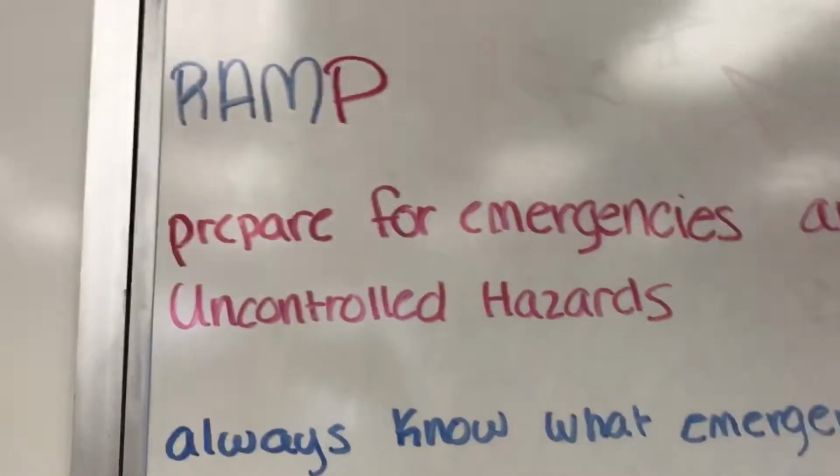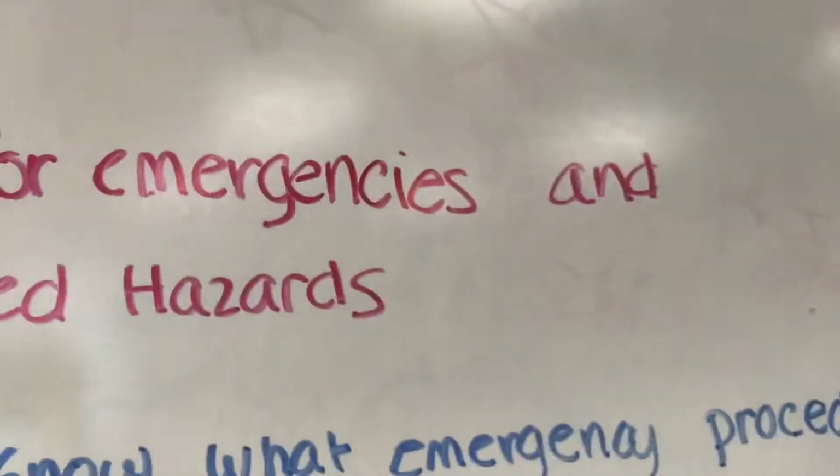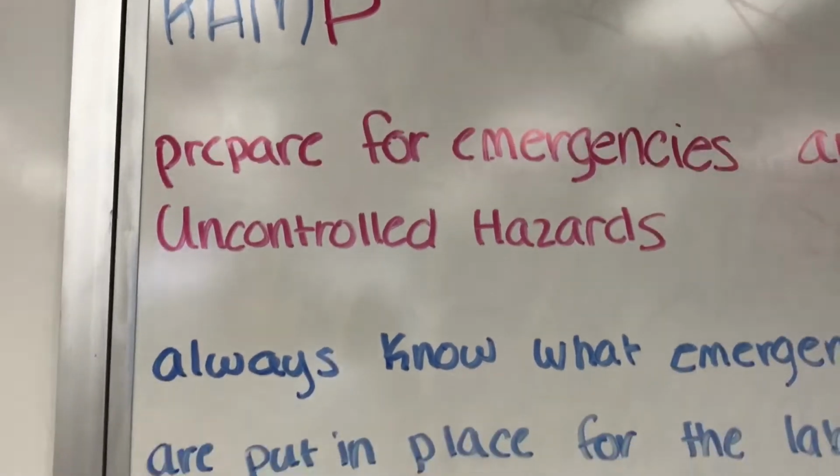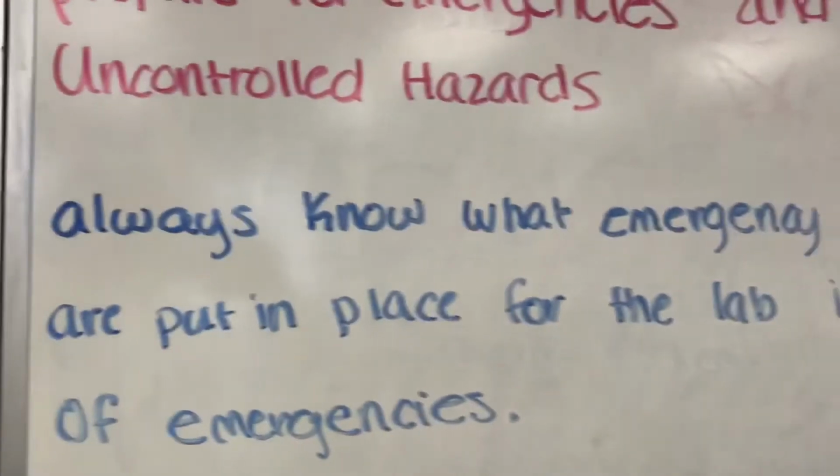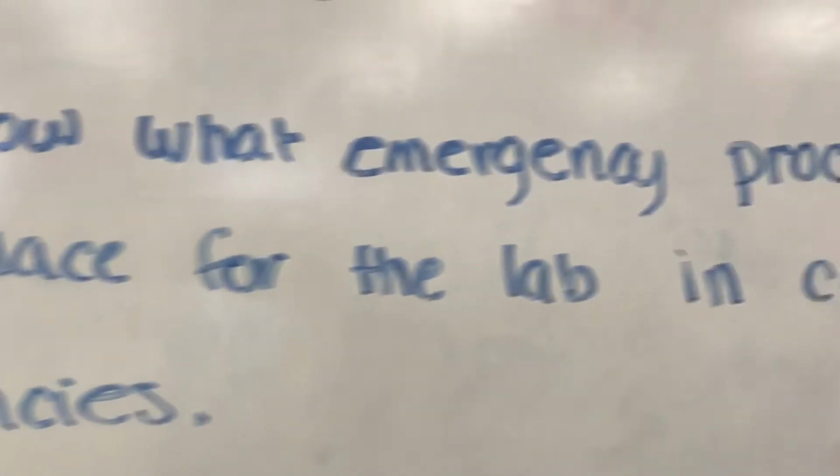Now we are on to the letter P of RAMP. P stands for Prepare for Emergencies and Uncontrolled Hazards. Always know what emergency procedures are put in place before the lab in case of an emergency.